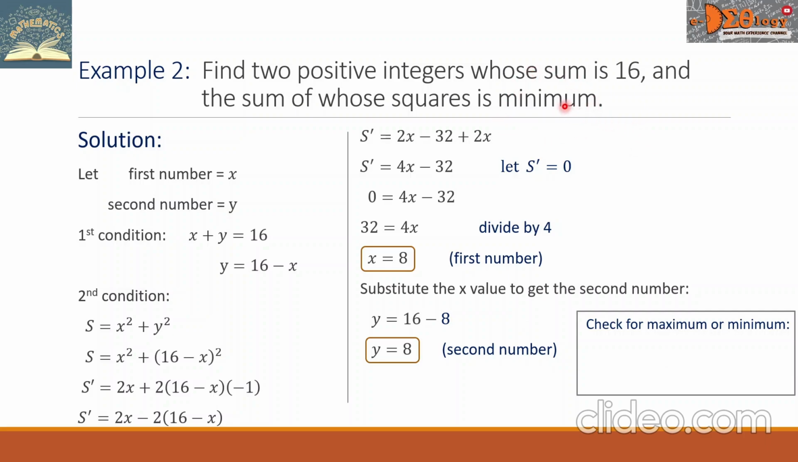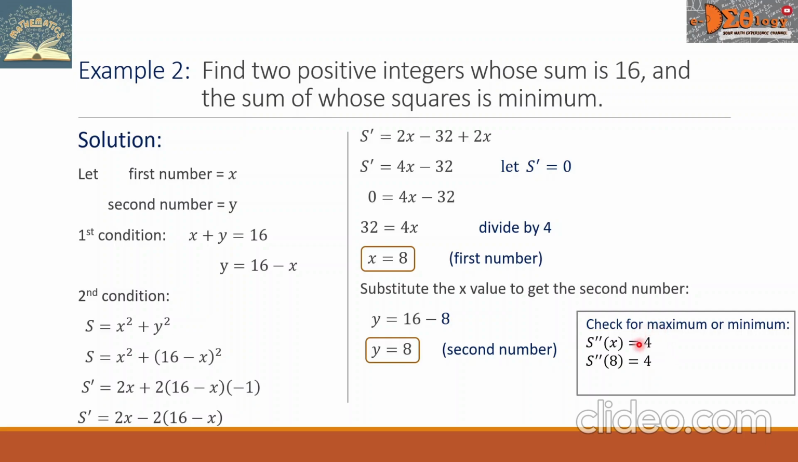Now, if we want to check whether this is a maximum or minimum value, based on our problem, we need the minimum. We will use the second derivative test. First, we will take the second derivative of our derivative function in here. So, derivative of 4x is 4. Derivative of negative 32 is 0. Then we evaluate s double prime of 8.